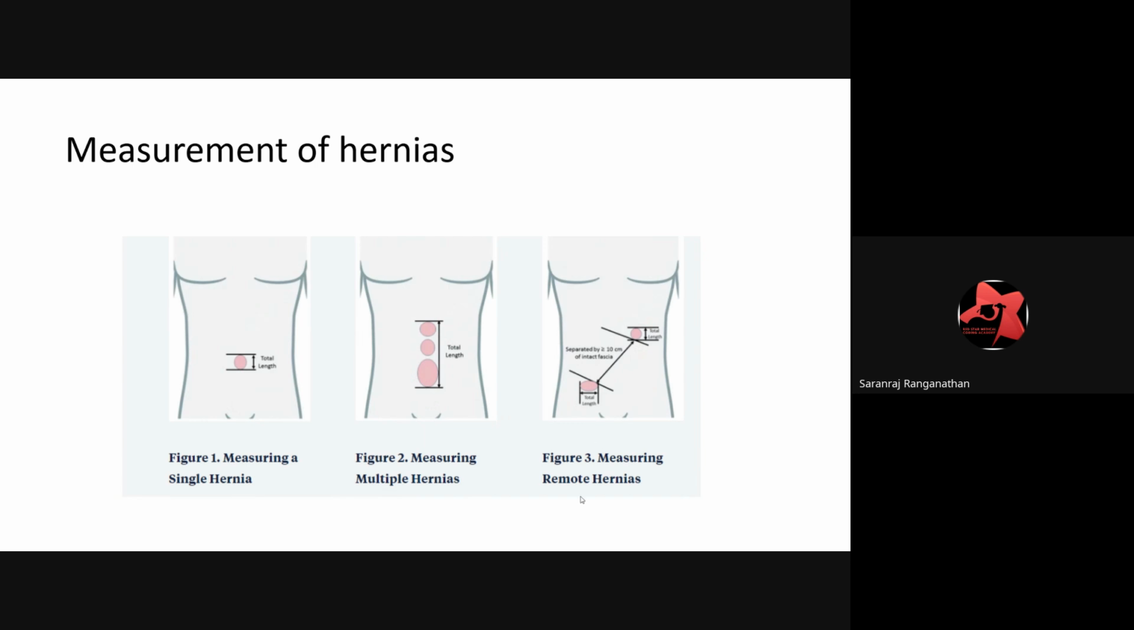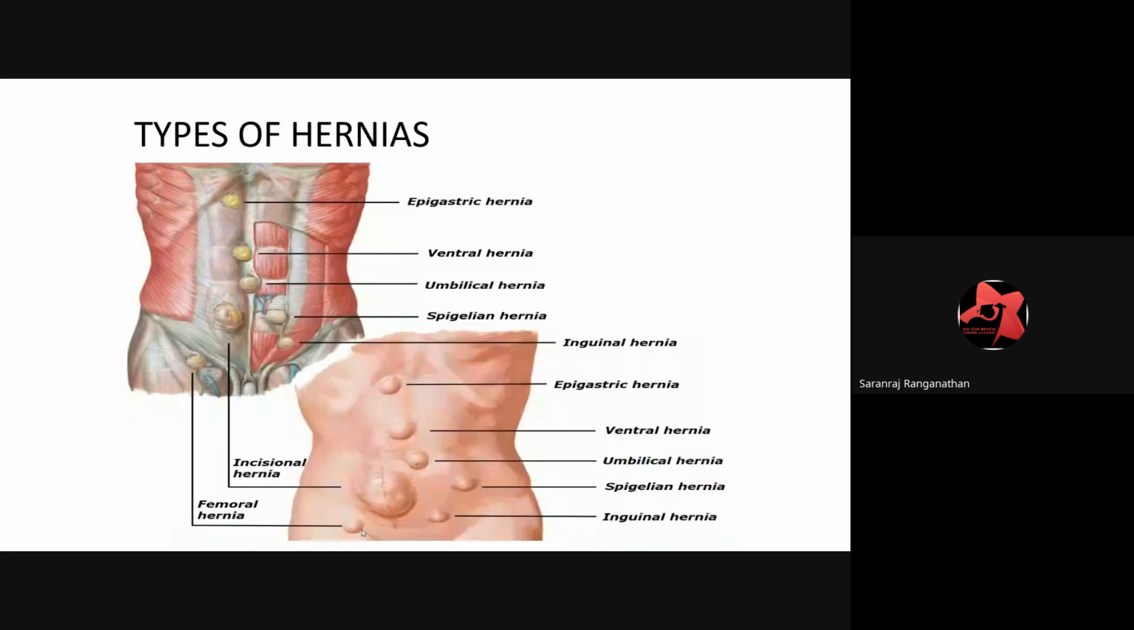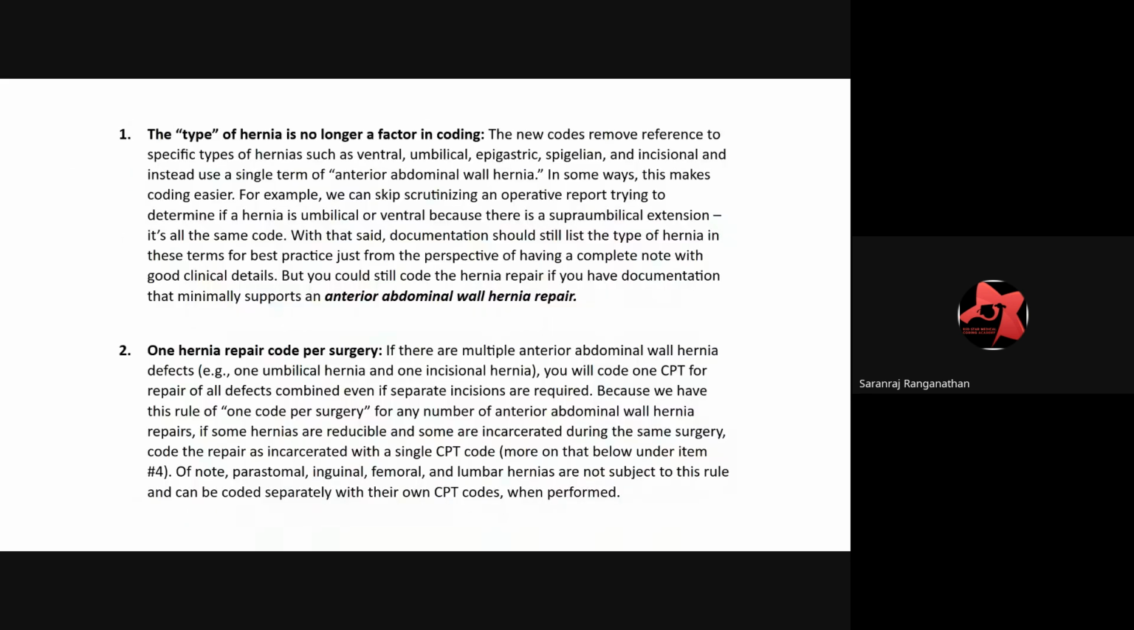Okay. Like that only we have to calculate the hernia measurement. So here, for the guidelines we are following for the hernia, they have given them one by one. We can see one by one. The type of the hernia is no longer a factor in coding, which means what is the type of the hernia? It may be an epigastric hernia or ventral hernia or umbilical hernia. That is not a matter.